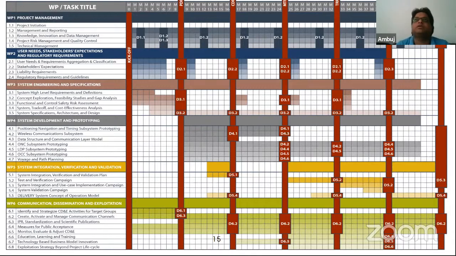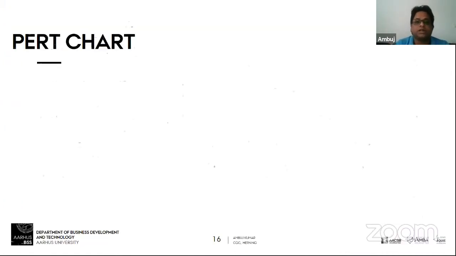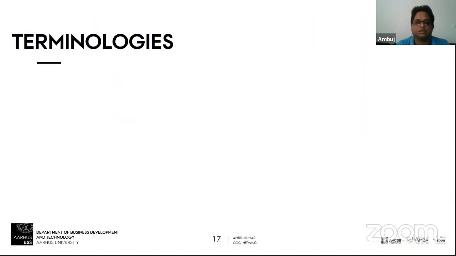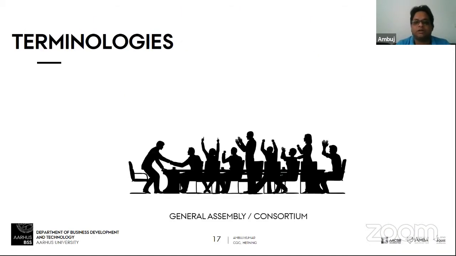This is very important because your evaluators would relate to your actual description of work packages. Your work packages, your person months, and your task descriptions should clearly match with this Gantt chart. Then there is a PERT chart, in which you show how your work packages are related, and describe the tasks and the work packages. There are also some terminologies that I would like to share.